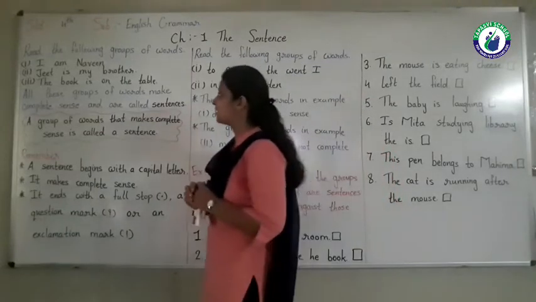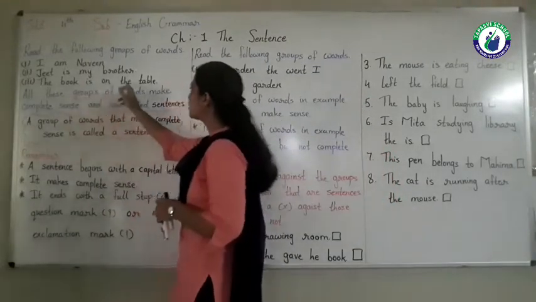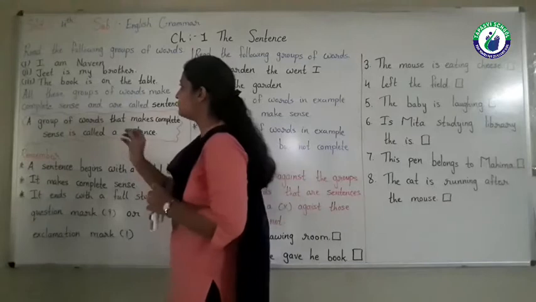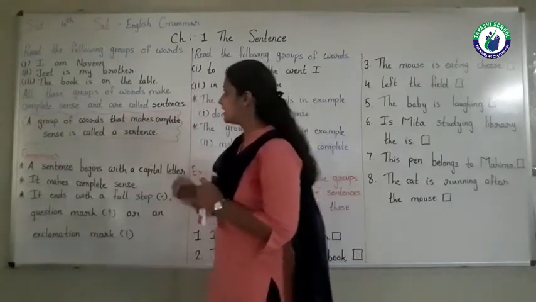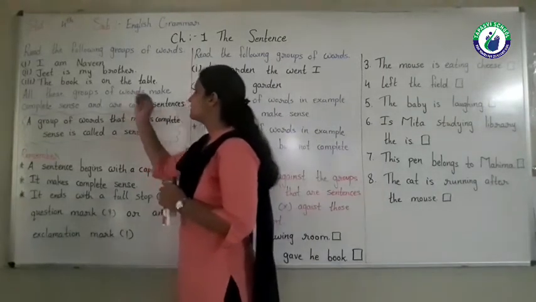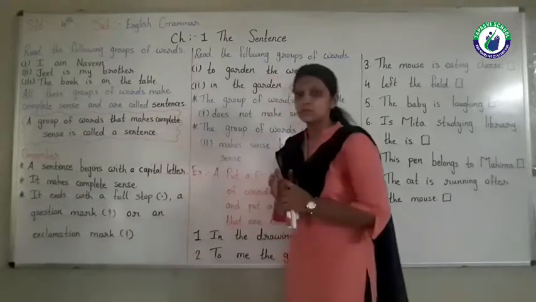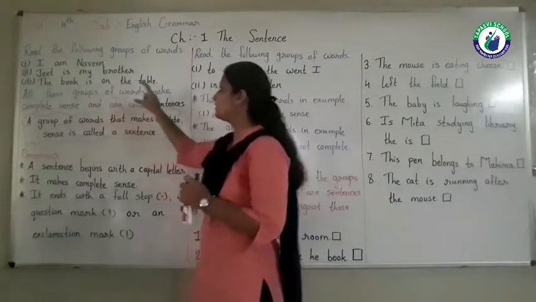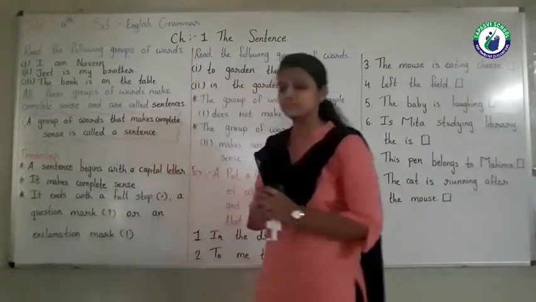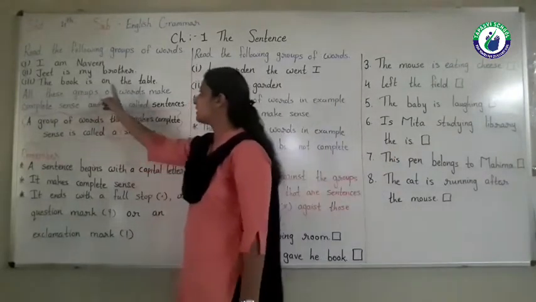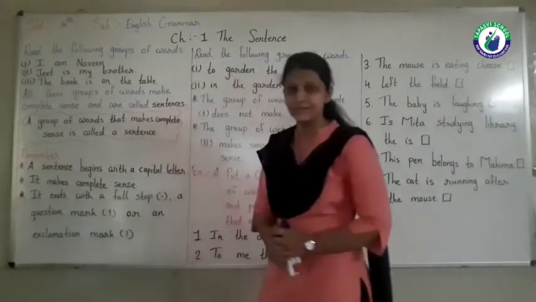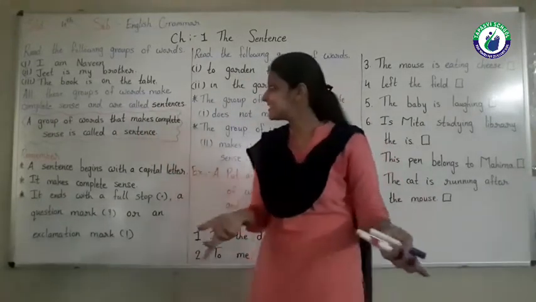Now we will move forward to example number 3. The book is on the table. Look at the sentence. In this sentence also, the book is the subject, is is the verb, and on the table we can say is the object. So in this sentence all the words are given in proper order and it makes complete sense. So example number 3 is a sentence. Now all these groups of words make complete sense and are called sentences.